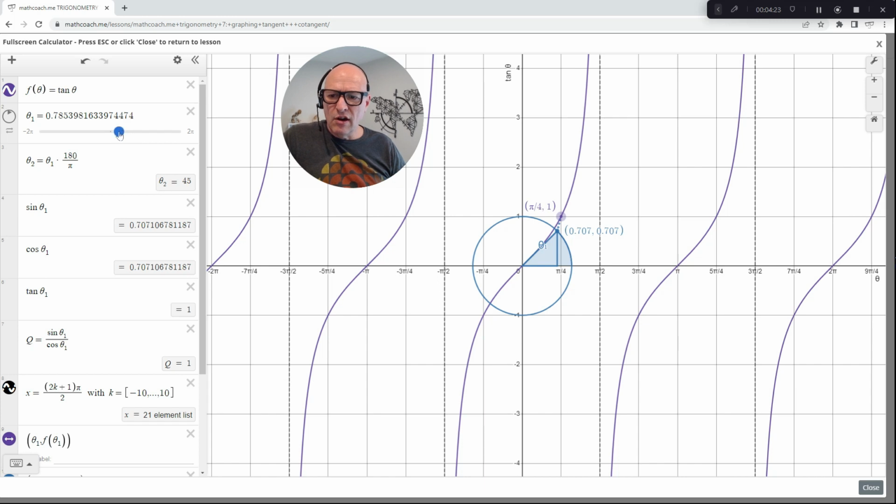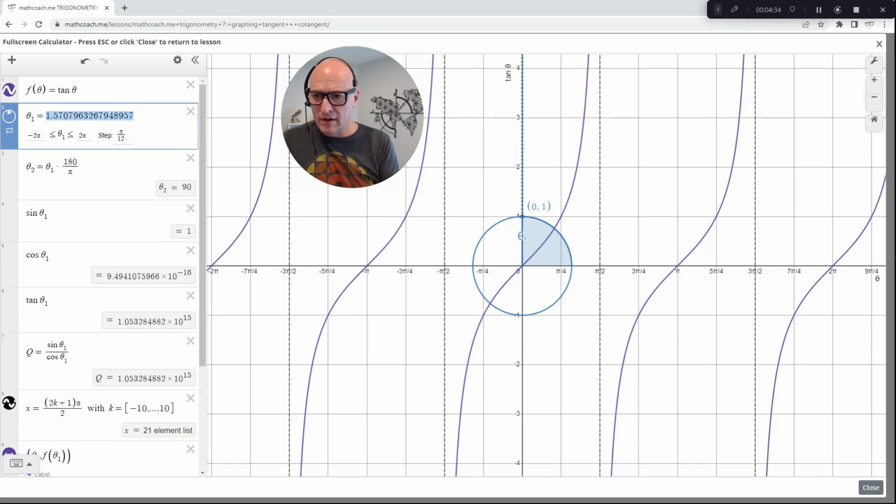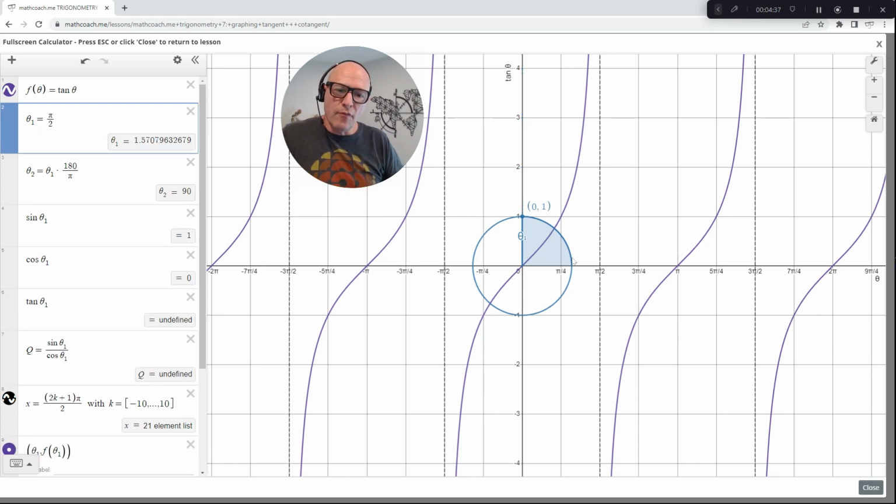And then moving on, we can see that as we get closer and closer to that asymptote, well, here, this should be undefined, but that's just kind of a rounding error. Okay, so at 90 degrees, the tan of 90 degrees is undefined. Well, sine of 90 degrees is 1. It starts at 0, and then it goes up and hits its maximum at 90 degrees, so sine is 1. Cos of 90 degrees starts at 1, goes down to 0 at 90 degrees. So therefore, tan of 90 degrees is undefined.